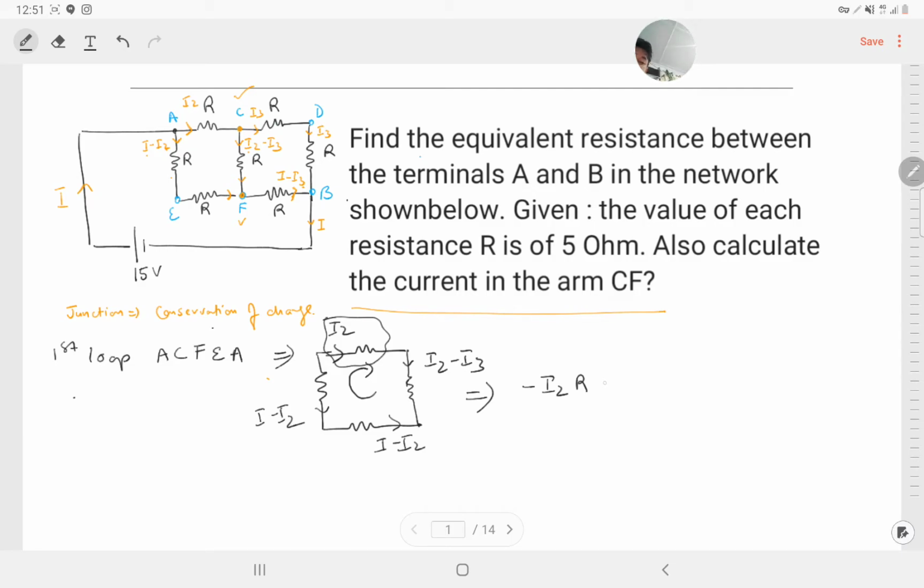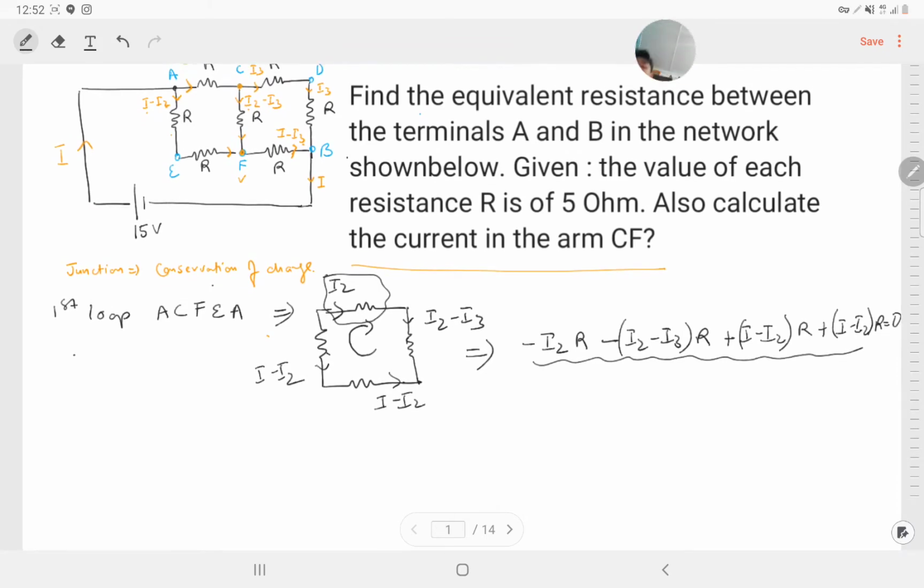So negative I2 minus I3 within brackets with resistance R. Now as we move further down, in these two portions the direction of the current and the loop is opposite, so plus I minus I2 R plus I minus I2 R. This is equal to 0. So this is your first loop.